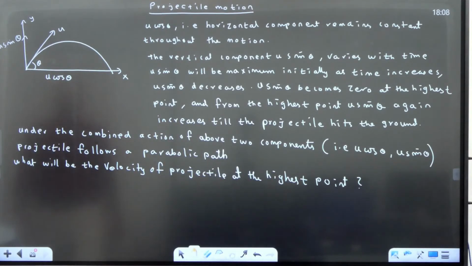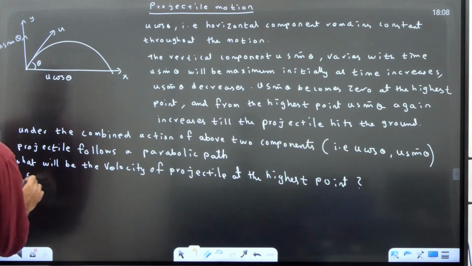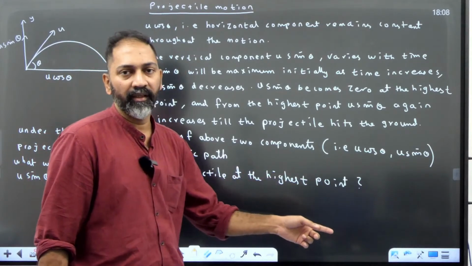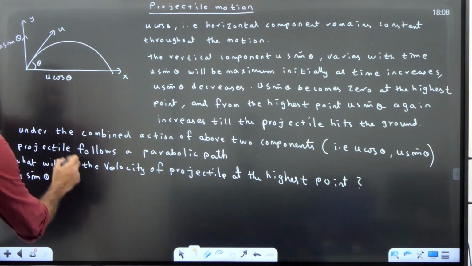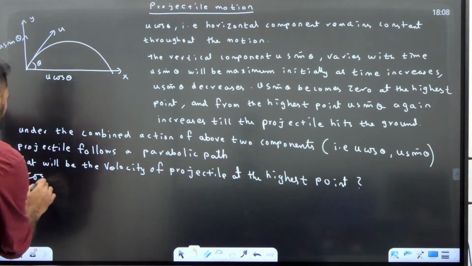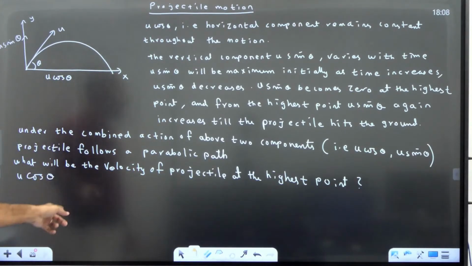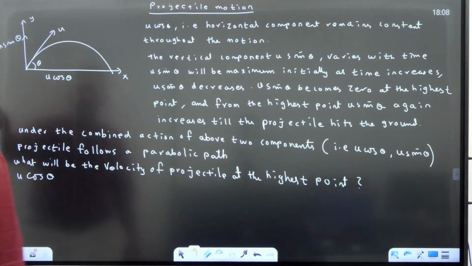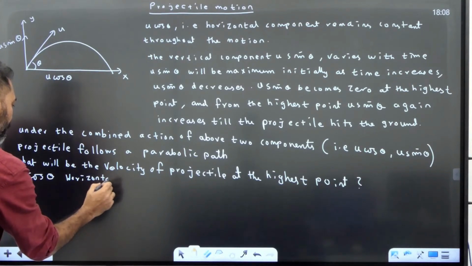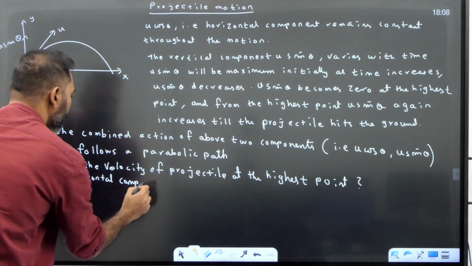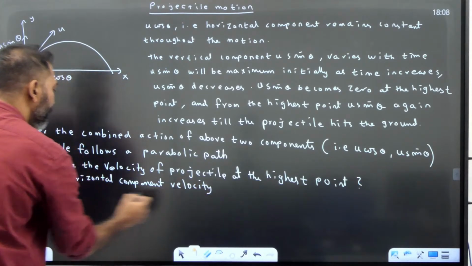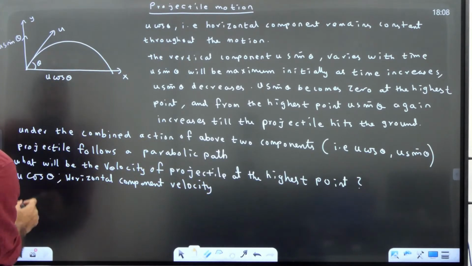See, answer is U sin theta, because U cos theta remains constant. So at the highest point, the velocity will be contributed, sorry, not U sin theta, U cos theta. At the highest point, only horizontal component of velocity will be there. U cos theta is what? Horizontal component of velocity. So what is the velocity of projectile at the highest point? U cos theta, that is horizontal component of velocity.